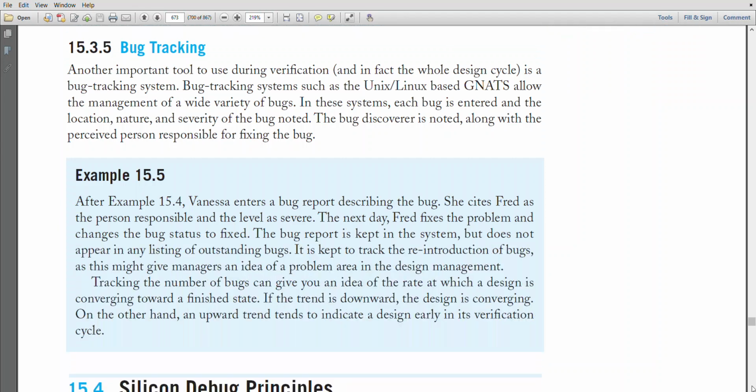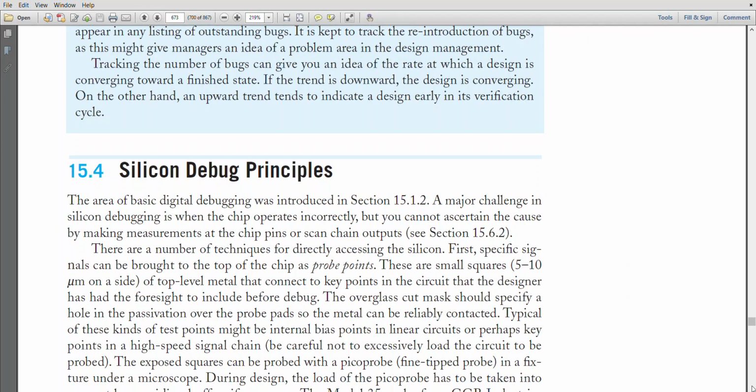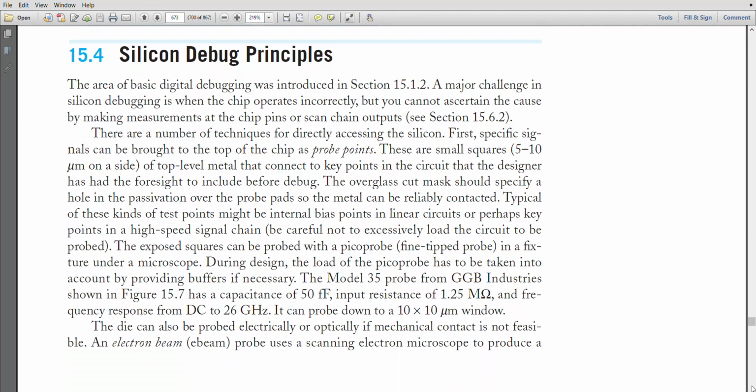Okay. Now next we will move to the next topic of today's lecture, that is silicon debug principles. The area of basic digital debugging was introduced in section 15.1.2 that we already studied in the previous lecture. A major challenge in silicon debugging is when the chip operates incorrectly, but you cannot ascertain the cause by making measurements at the chip pins or scan chain inputs. This is the major challenge.